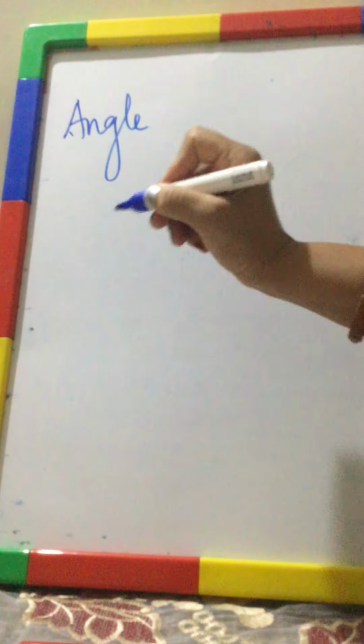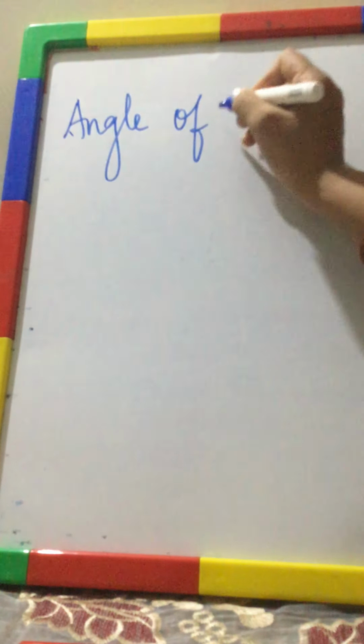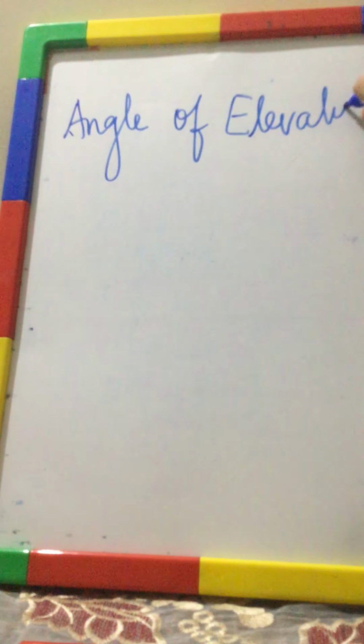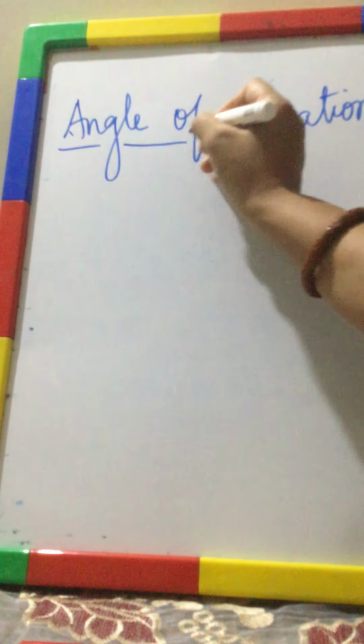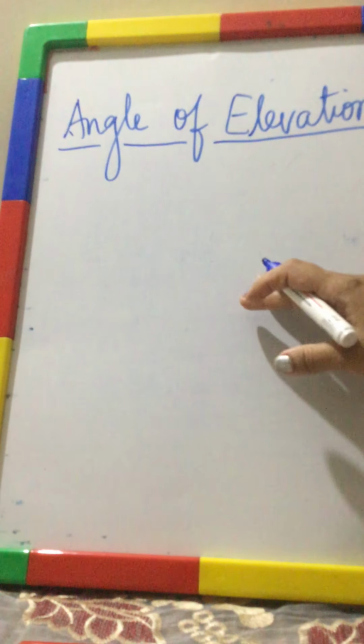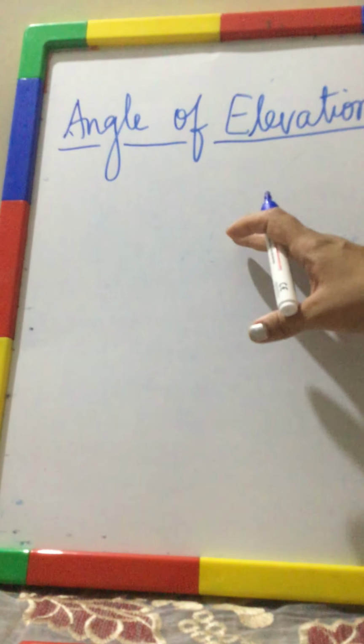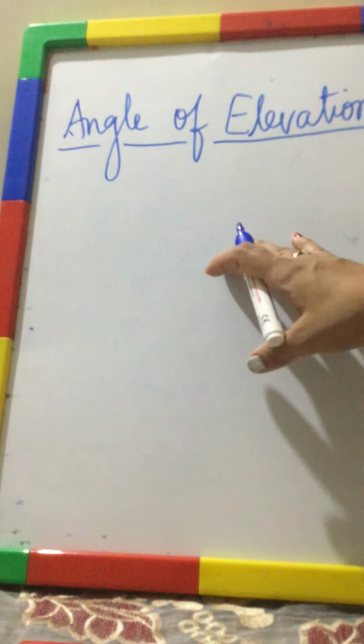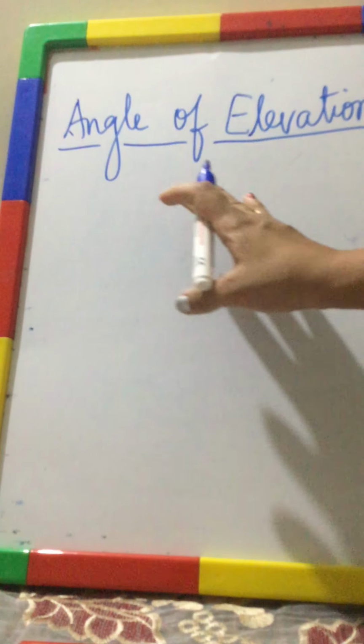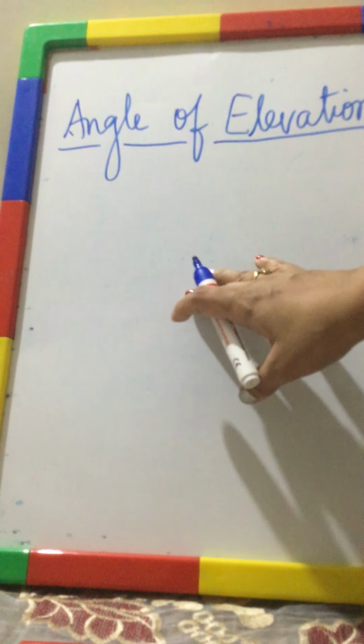Hello friends, so today we are going to study what is the meaning of angle of elevation. In trigonometry, to find either the height or distance of a perpendicular object from some observation point, we have to use this relationship and their angle of elevation is applied.